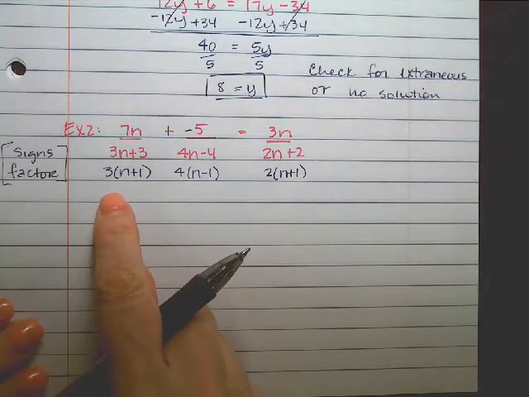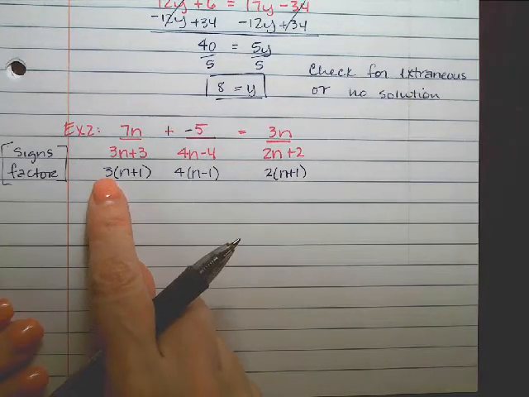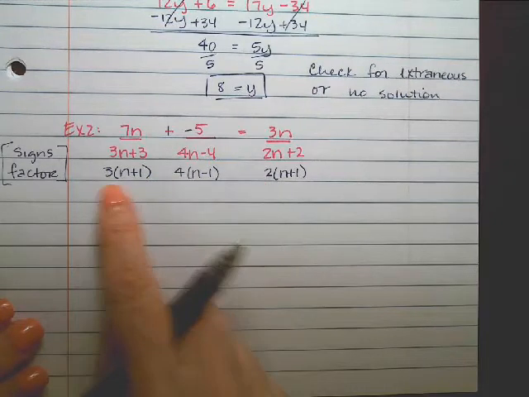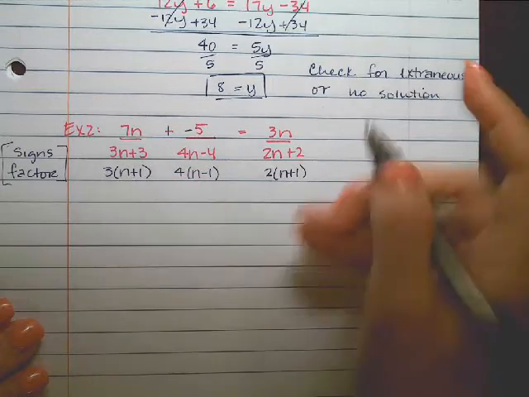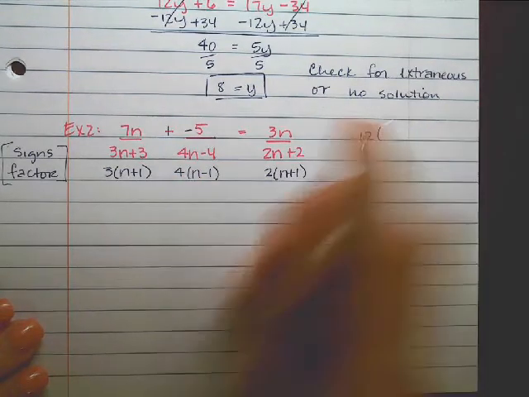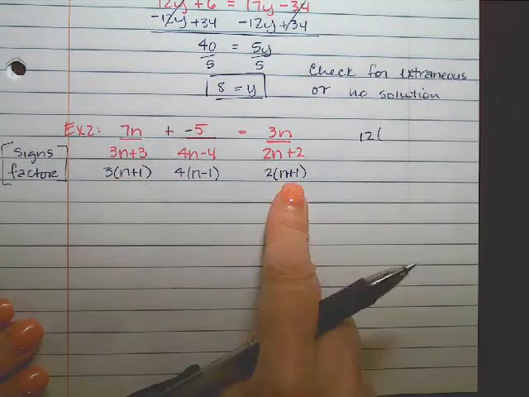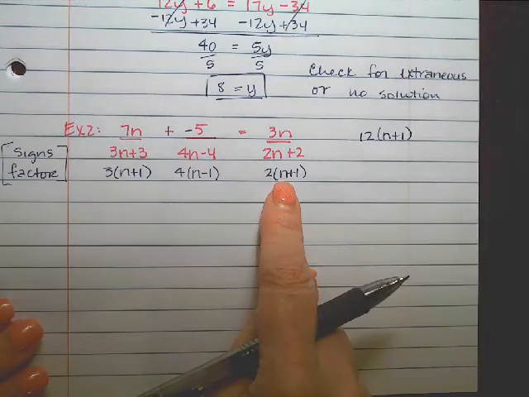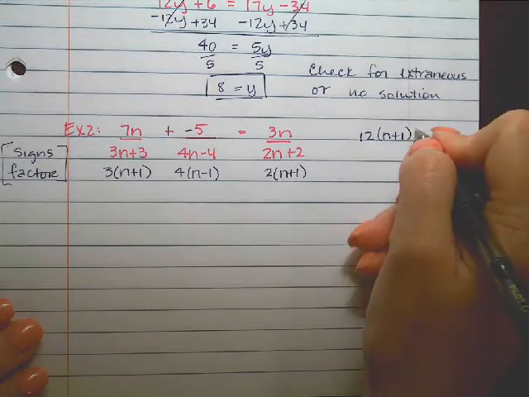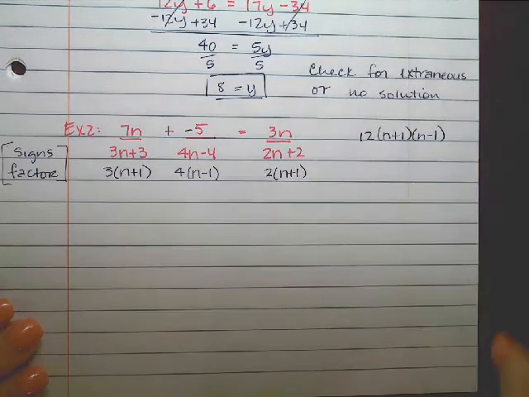To find the least common denominator, we have a 3, a 4, and a 2, which all go into 3 times 4, which is 12. So we have 12. And then we have n plus 1s, and you only have to write it down once because it's only written once in both places. And then we have an n minus 1. This one's kind of long.